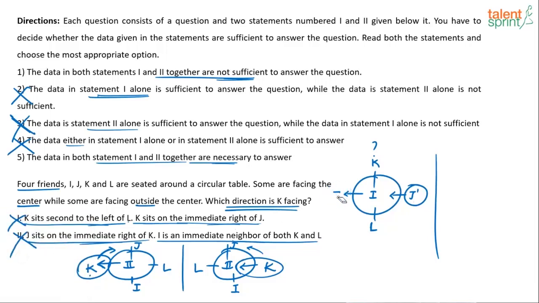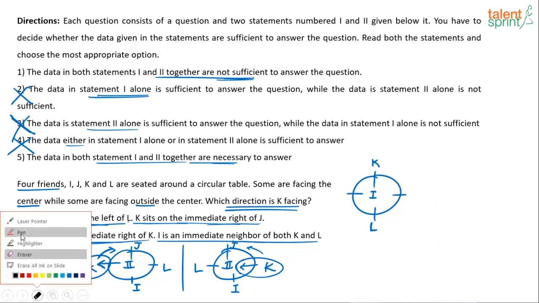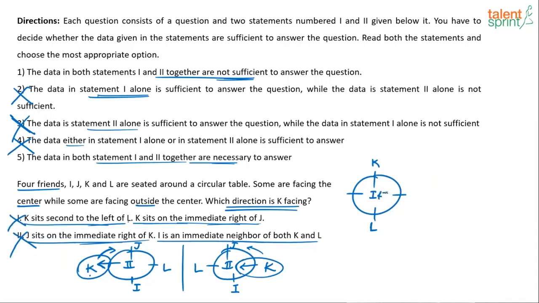Let me just do one thing. I'm erasing this possibility of J here, because that we could not fix last time, I mean, from statement 1. So let me remove that. So from statement 1, what did we get? This is a combination, let's say 1 and 2 together. So 1 says K is second to the left of L. Now whether left is clockwise or anti-clockwise, we'll figure out. No, J sits on the immediate right of K. I is an immediate neighbor of both K and L.